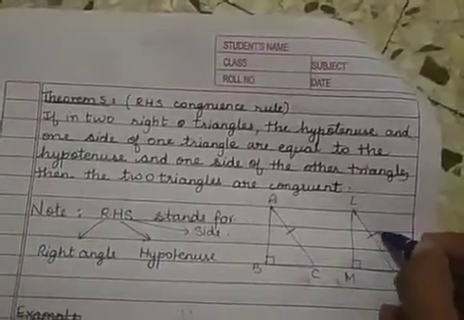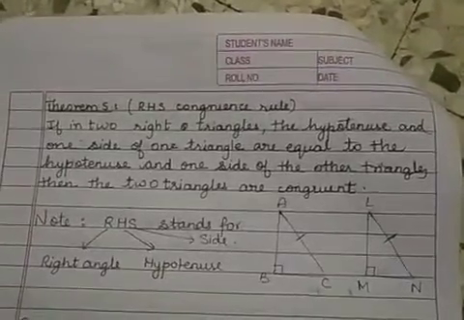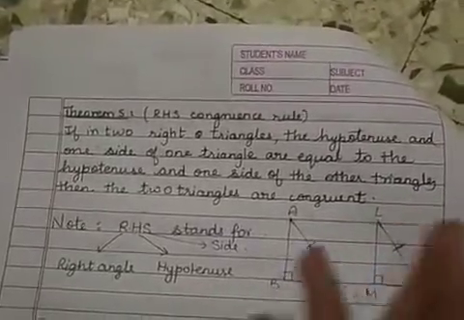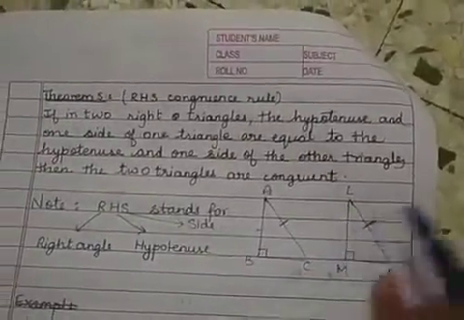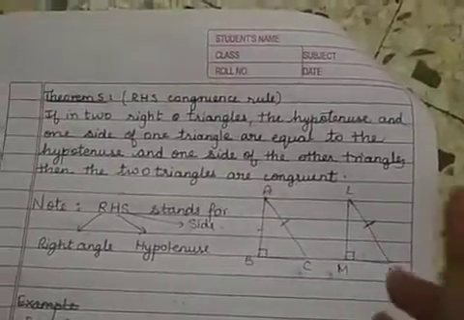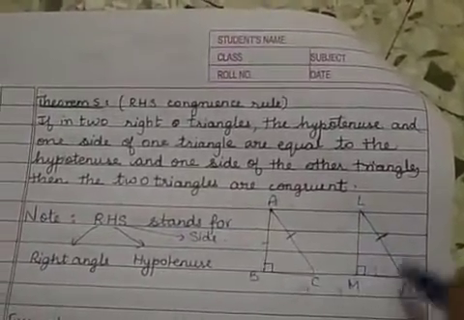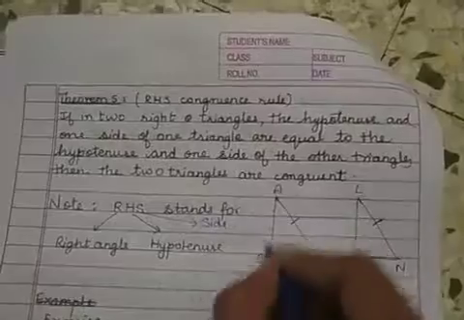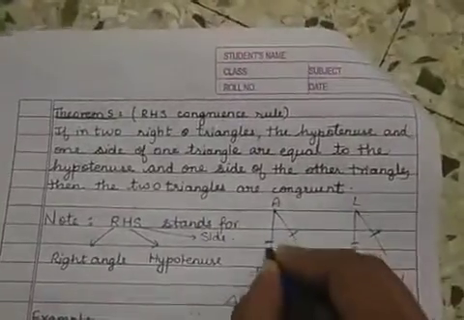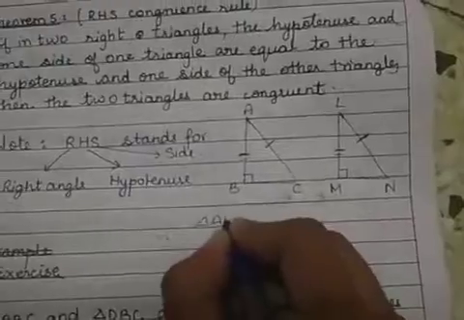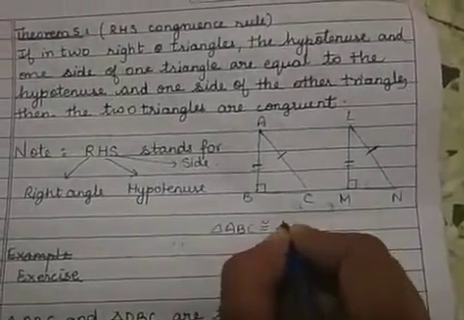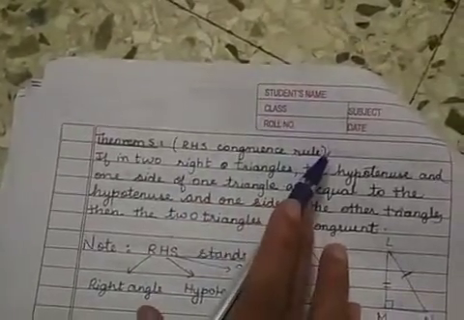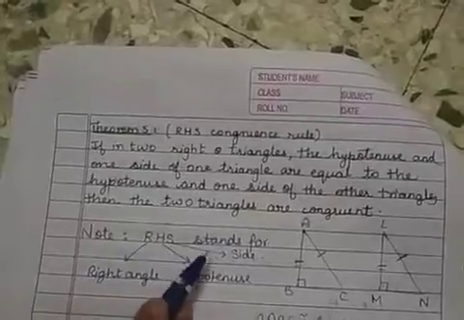the hypotenuse of this triangle, which is LN, and one of the sides of the two triangles are equal. Suppose this side is equal to this side. Any one side is equal, then we can say that triangle ABC is congruent to triangle LMN by which test? By RHS congruence rule.